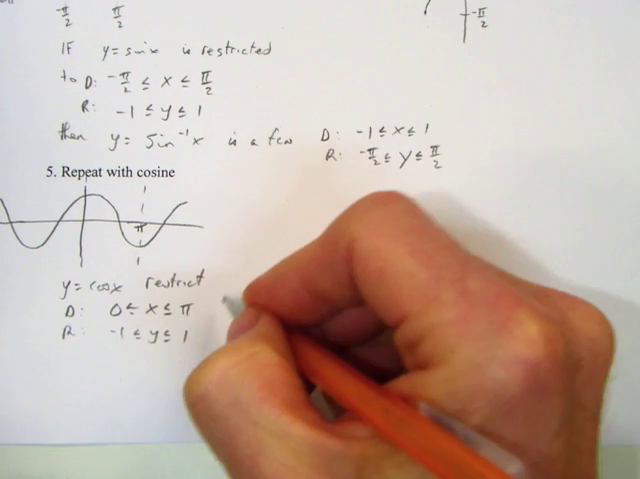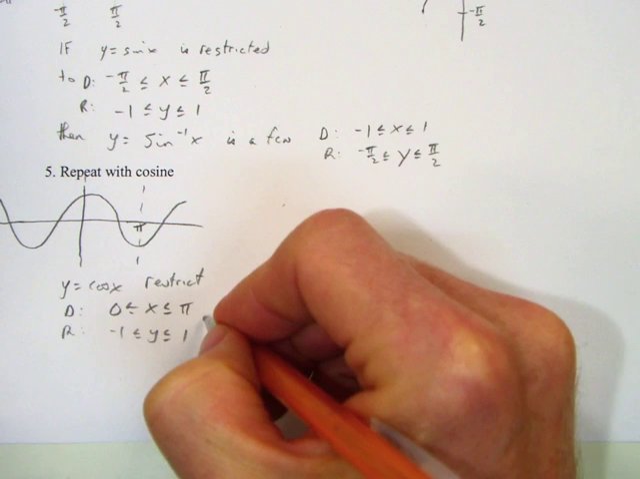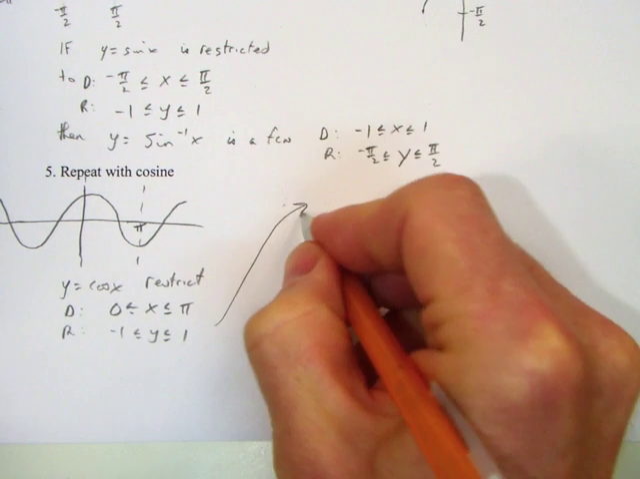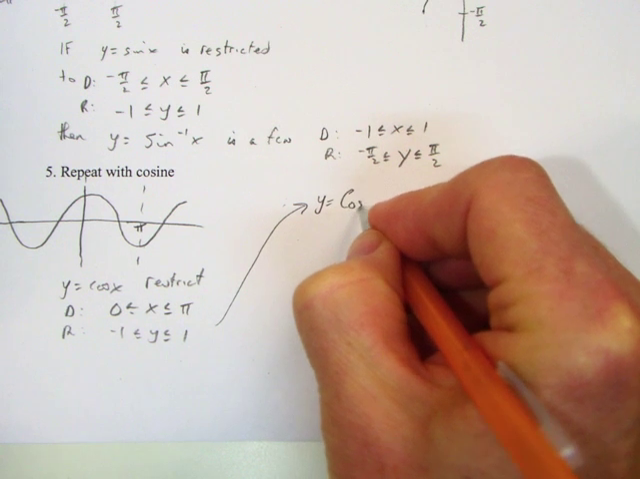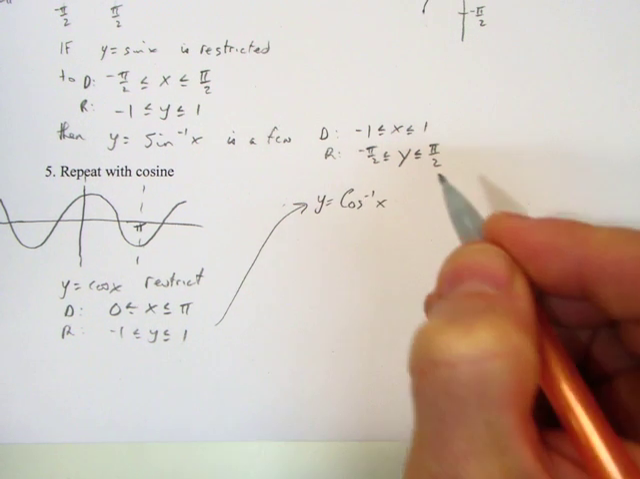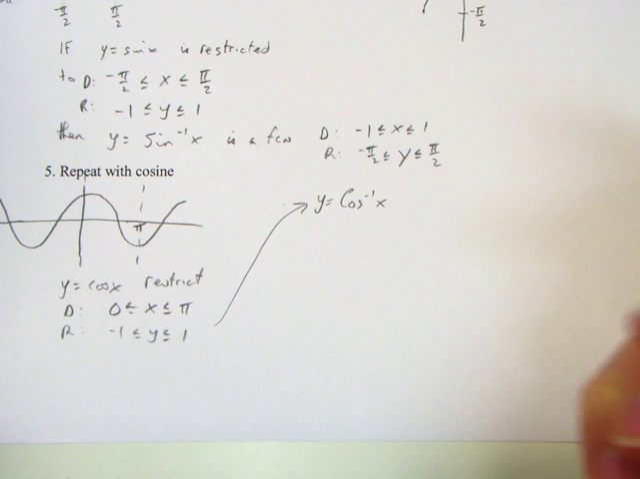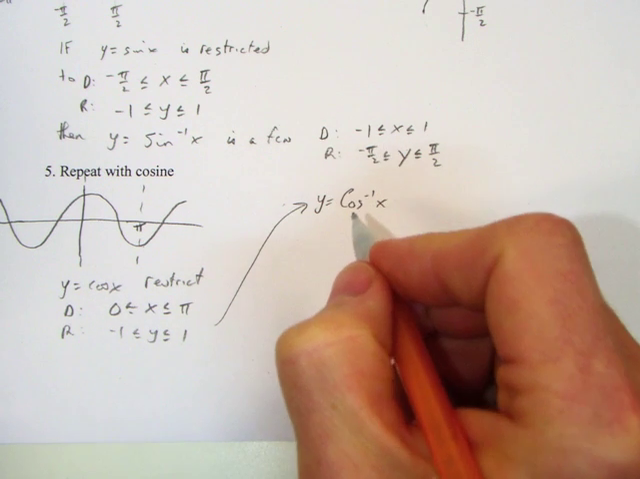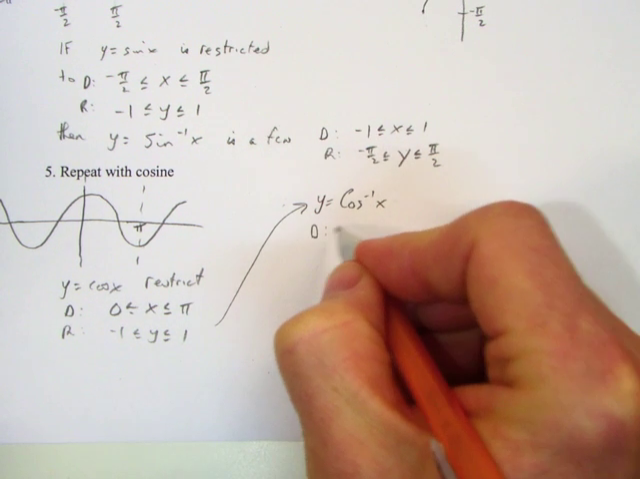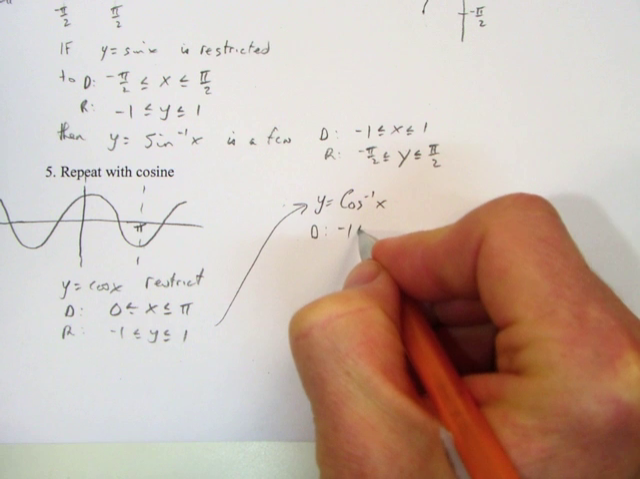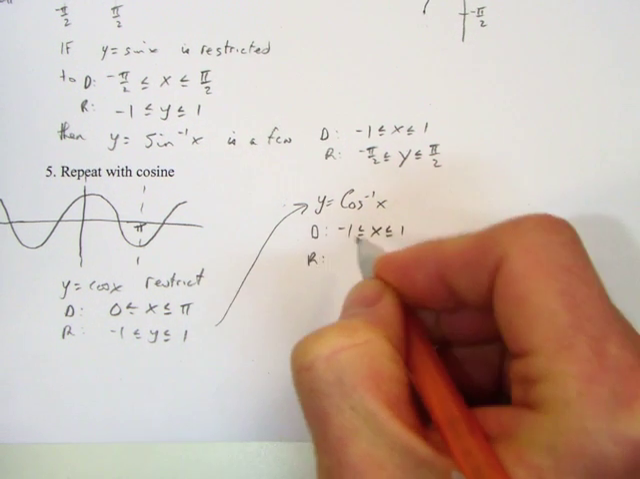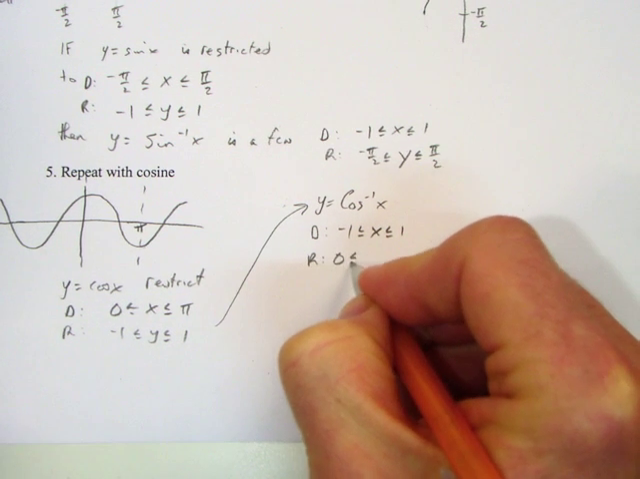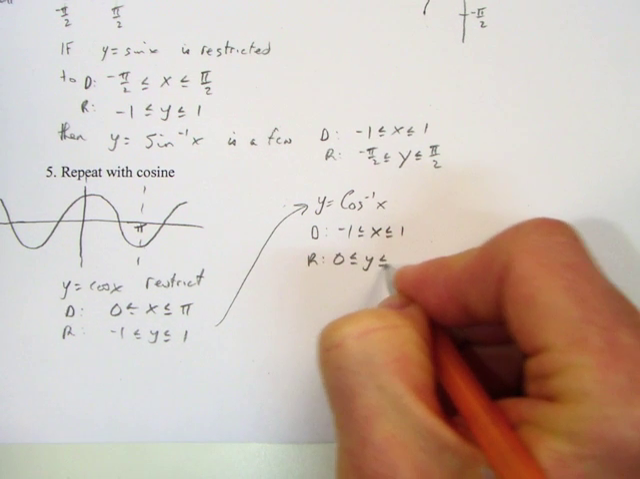The inverse, I'll just throw it over here, y equals inverse cosine. Again, we're going to use a capital. That's just what our book does, so we'll just use it. Our domain would be from -1 to 1. And our range would be from 0 to pi.